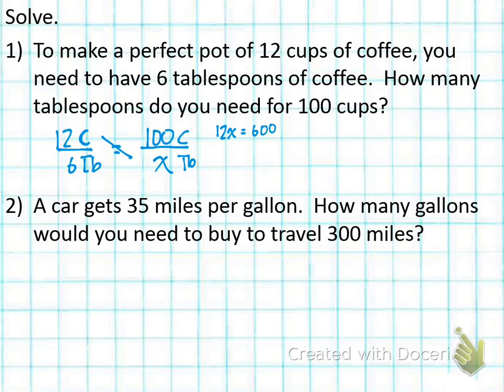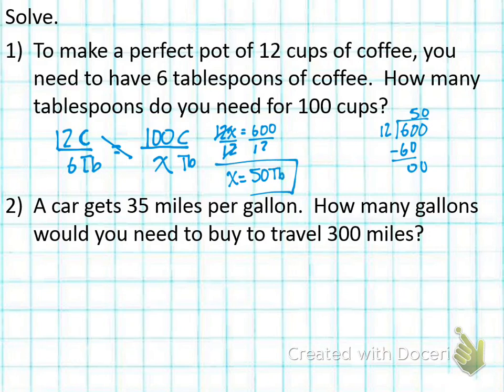I'm going to divide both sides by 12. And 600 divided by 12, I could do that in my head, but do a side problem if we need to. That's totally fine. 5 times 12 is 60. Subtract to get 0. 12 goes into 0, 0 times. So the answer is x is equal to 50, or we need 50 tablespoons to get 100 cups of coffee.